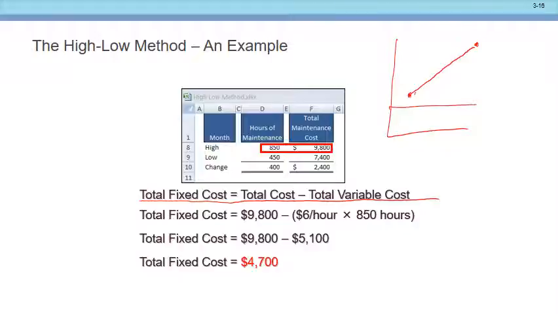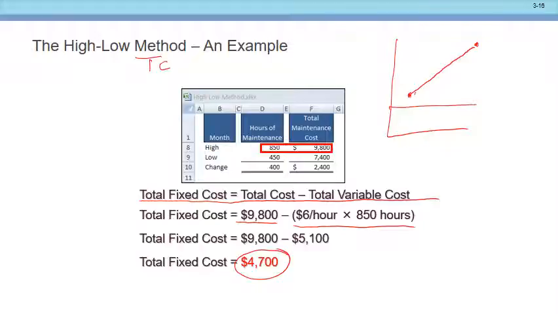And when you're trying to figure out your fixed cost, you can use the high point or the low point. So are you a high person or a low person? High? Okay, so let's use the high then. That's exactly what they did here. The total cost at the high of 850 hours was 9,800. Then we subtract off what the variable cost would be at those 850 units, and that difference gives me my fixed cost. Total cost minus variable cost gives fixed cost.